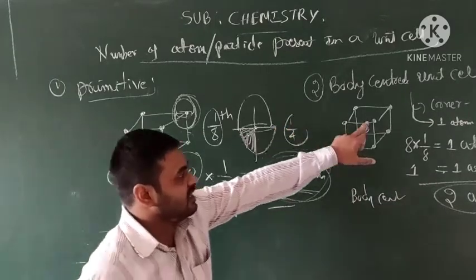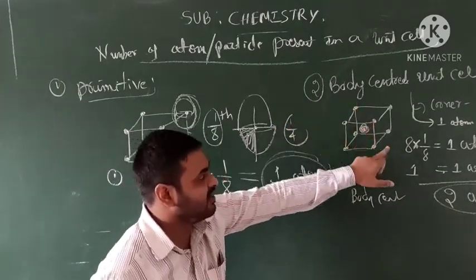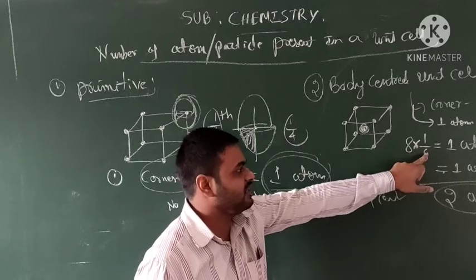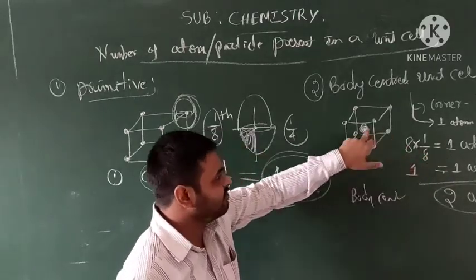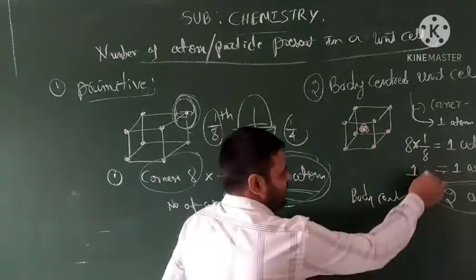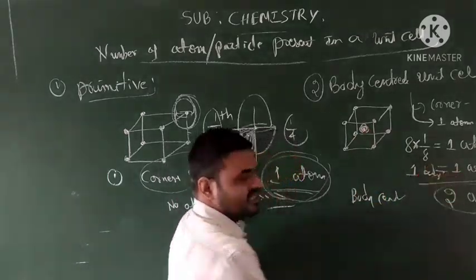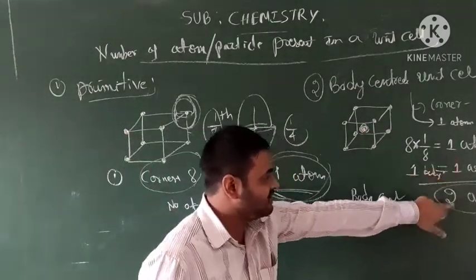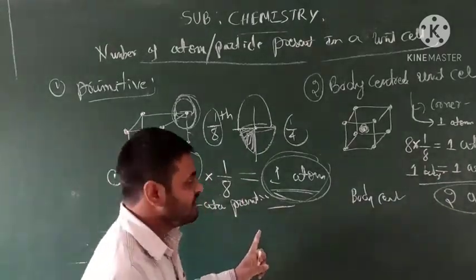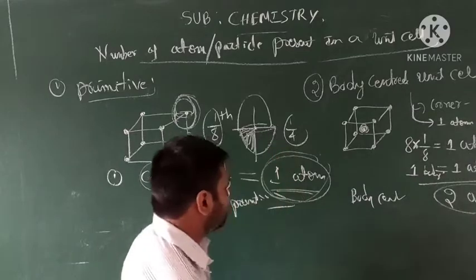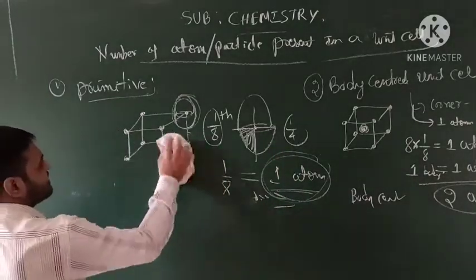Here it shows 8 corners and one body center. 8 times 1/8 is one atom, and the remaining one atom is present in the body. So one atom is present in the body, to get 2 atoms. In a primitive cell only one atom is present. In a body centered cell, 2 atoms are present. So, the next one.